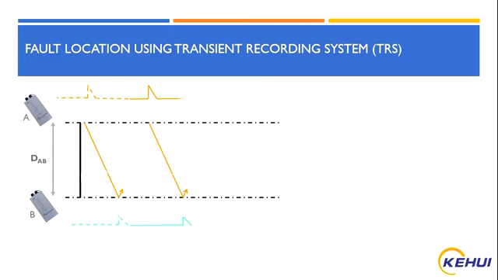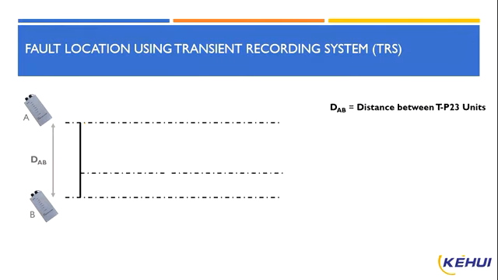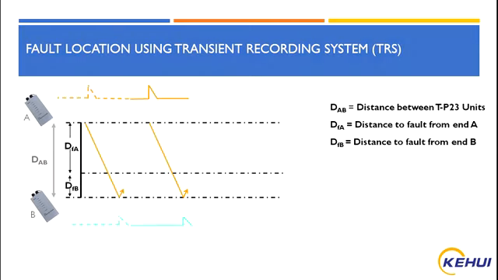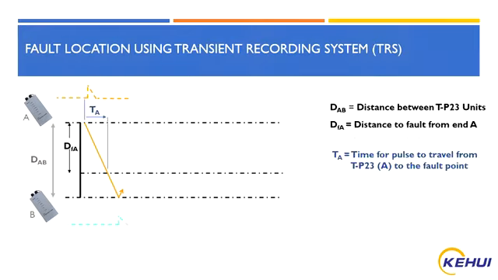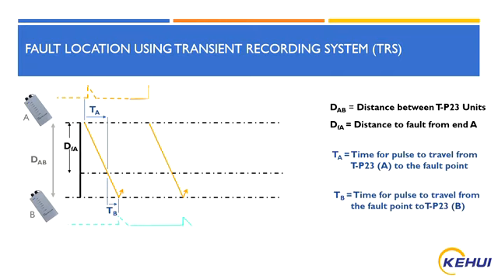The distance along the cable DAB is split into two parts by a hypothetical fault point. The distance DFA is from end A to that fault point, and the distance DFB is from the fault point to the end B. The time it takes for the synchronizing pulse to travel from end A to the fault point is TA, and from the fault point to the end B is TB. So the time to travel over the entire length of the cable is TA plus TB.